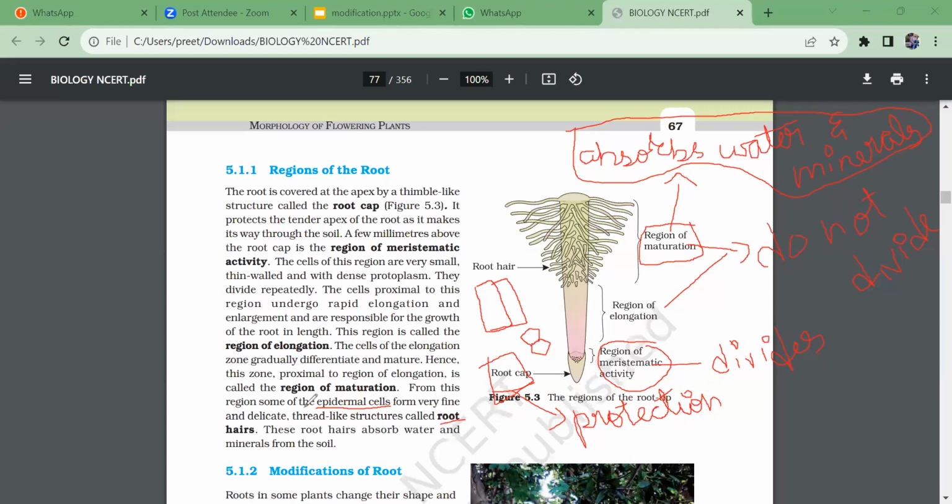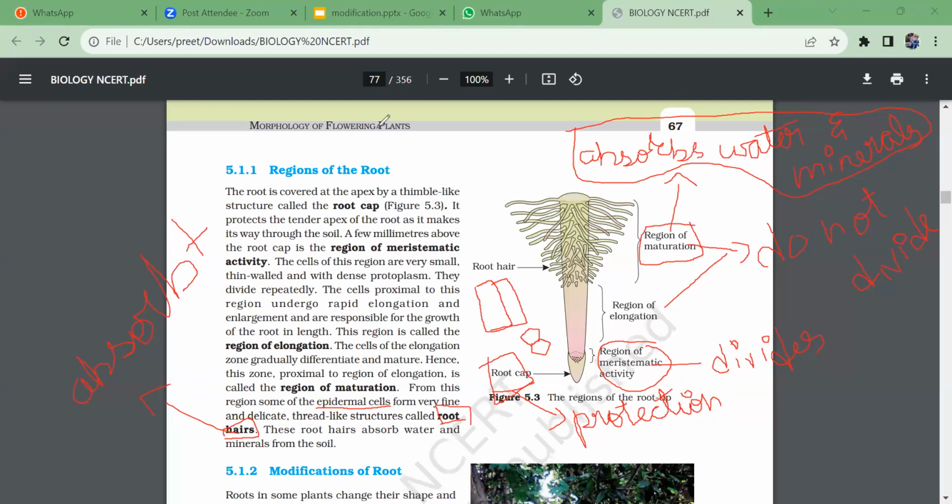Why did I say the region of maturation does the absorption? Actually, root hairs do the absorption. Who does the absorption? It is the root hairs. Absorption is done by them. And where do you find root hairs? Only in the region of maturation. That is why I told you absorption is done by the region of maturation.